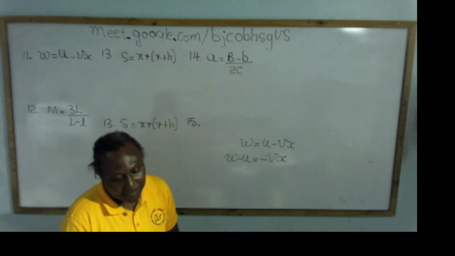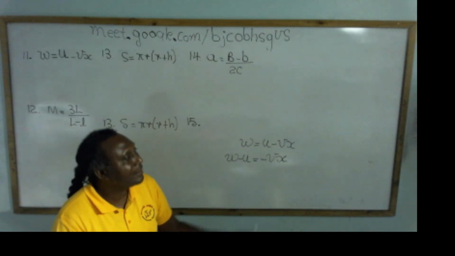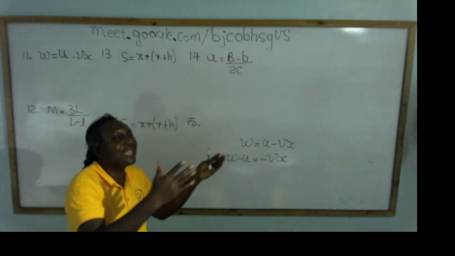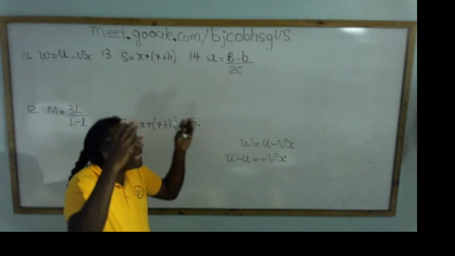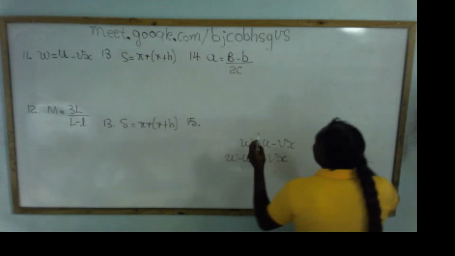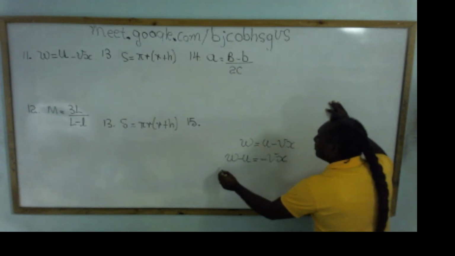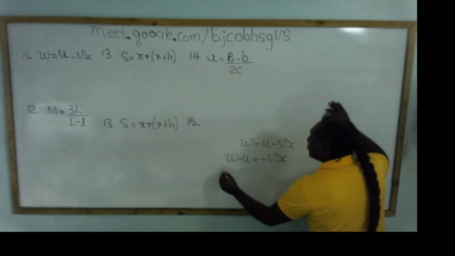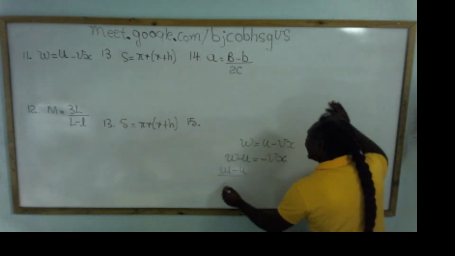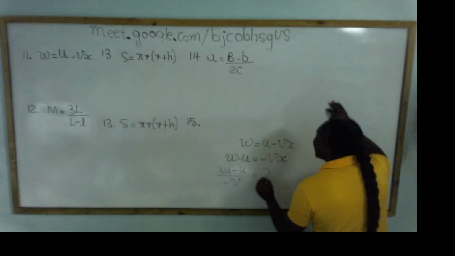Divide by negative V, because you need to eliminate not just the V, but also the negative sign that accompanies it. So you need to eliminate the entire thing. Right, so you're going to divide by negative V. So you're going to have W minus U over negative V is equal to X.